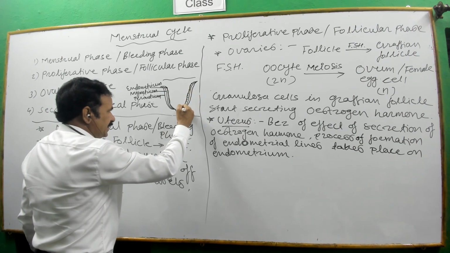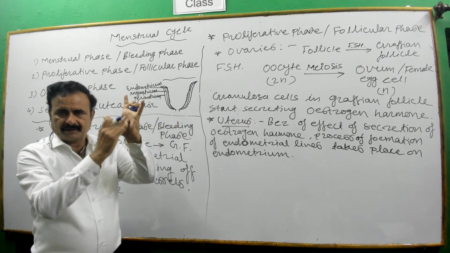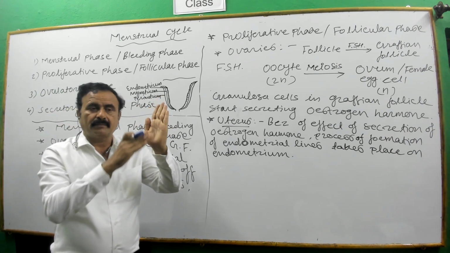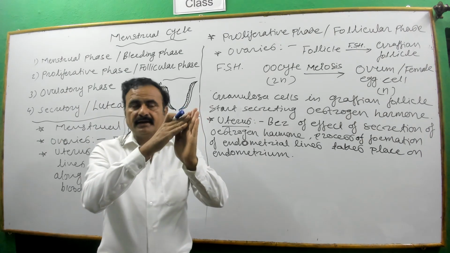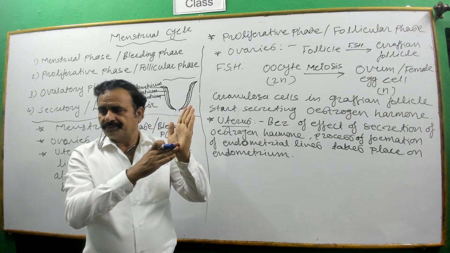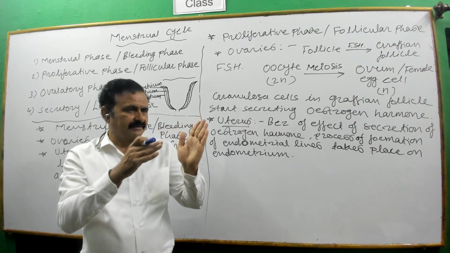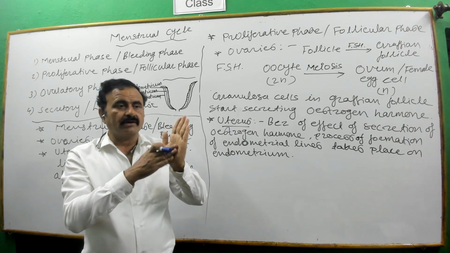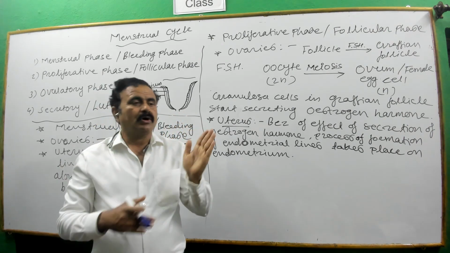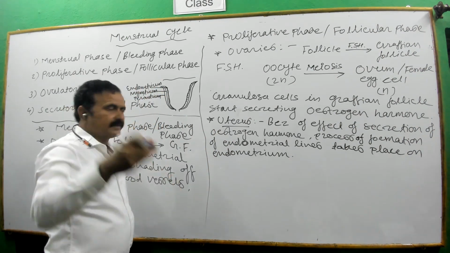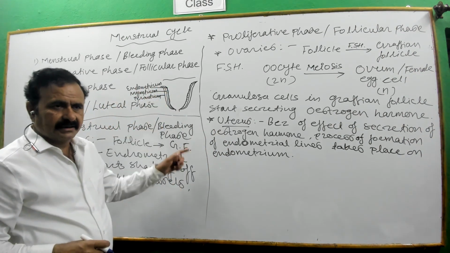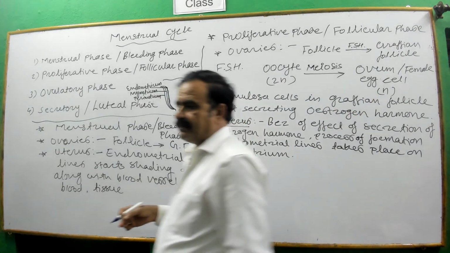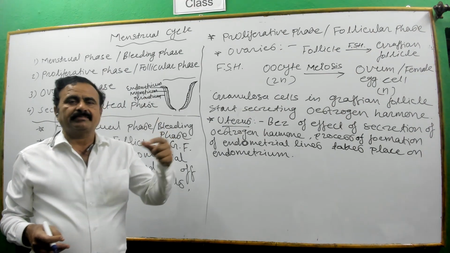So boys and girls, on the walls of that innermost layer, the complete endometrium, suppose this is the endometrium layer. Here, the process of formation of a layer of tissue starts, a delicate, very thin layer, along with blood capillaries and blood vessels. For what purpose is this layer formed? It is formed because of implantation of the embryo.